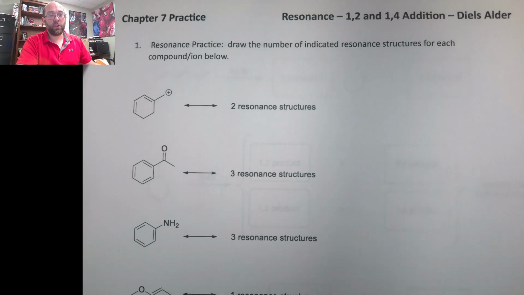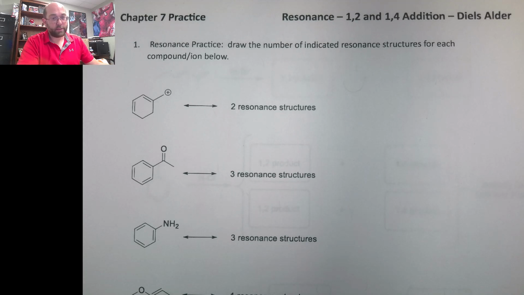Alright, so in getting started here, resonance practice. It just wants us to draw the number of indicated resonance structures for each compound or ion. Now I feel that this is very necessary for you to understand the intermediate steps for 1-2, 1-4 additions, as well as Diels-Alder. Well, not as much Diels-Alder, but when we start talking about electrophilic aromatic substitution, there's a lot of resonance in those intermediates. So this practice is necessary for that, right? And let's be honest, students tend to struggle a lot with resonance.